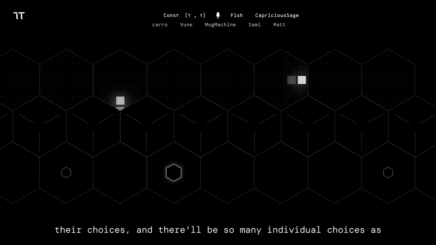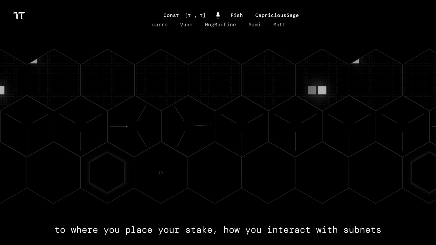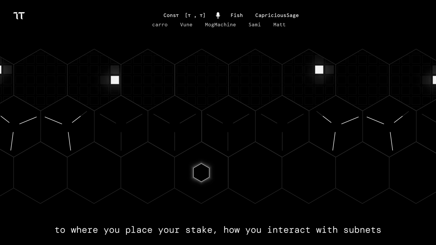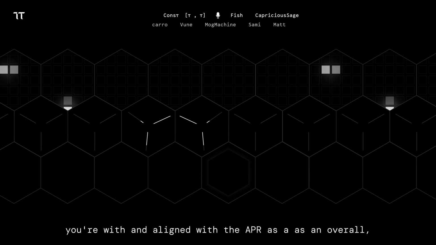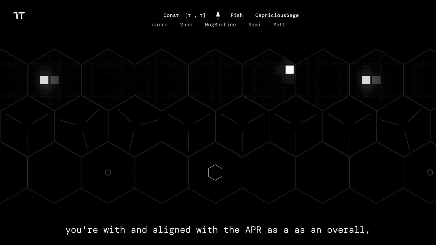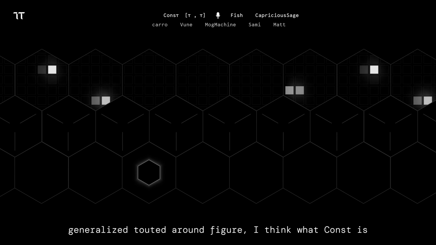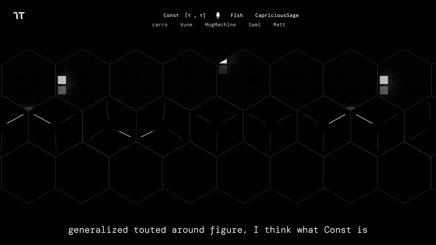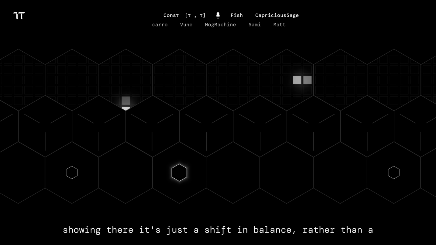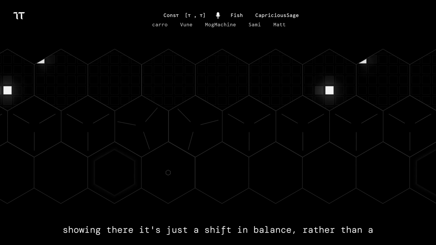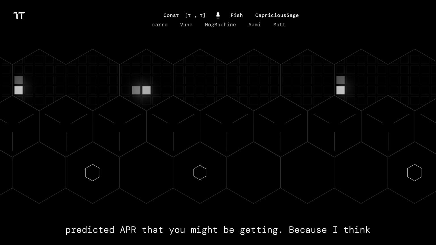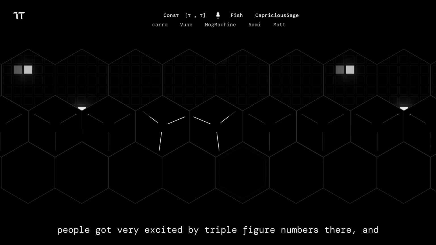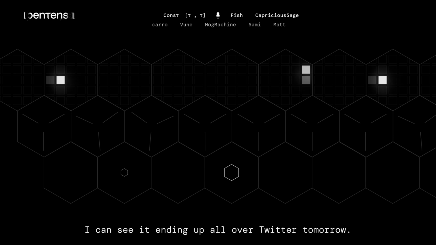And there'll be so many individual choices as to where you place your stake, how you interact with subnets or not, which subnets you back, which validator you're with and aligned with. The APR as an overall generalized touted-around figure. I think what Const is showing there is just a shift in balance rather than a predicted APR that you might be getting. Because I think people have got very excited by triple figure numbers there, and I can see it ending up all over Twitter tomorrow.